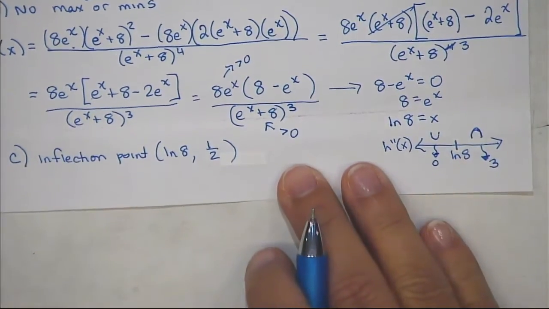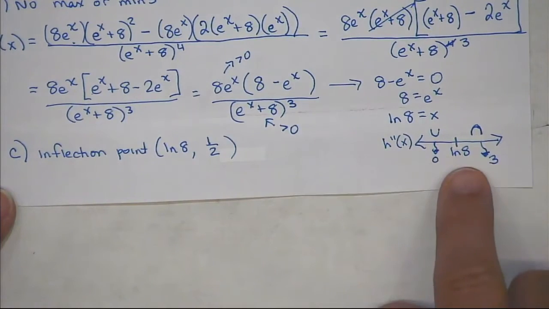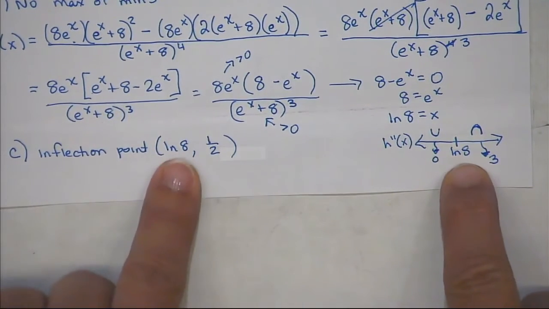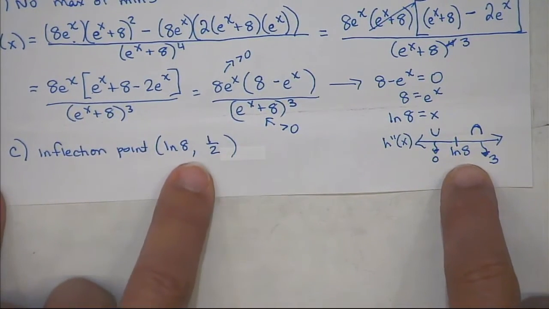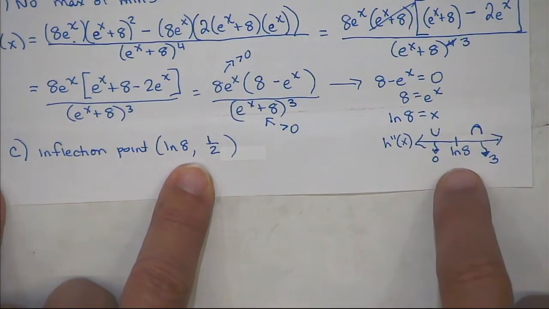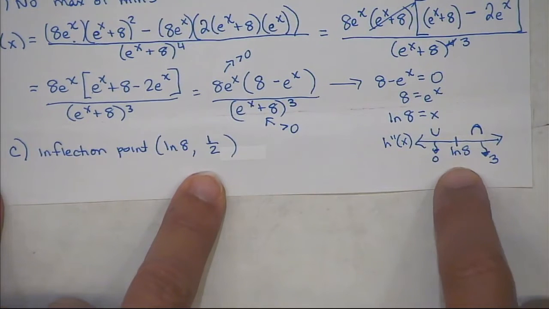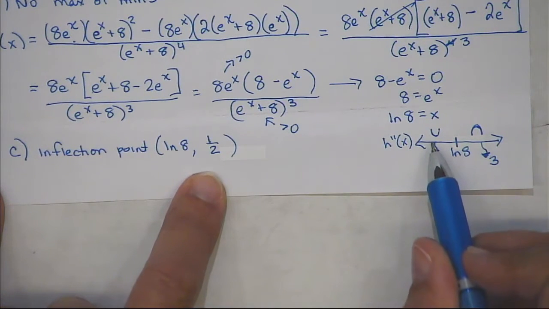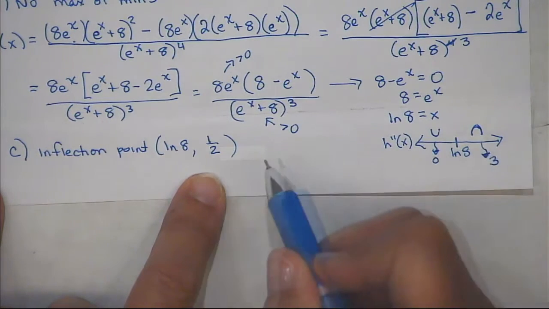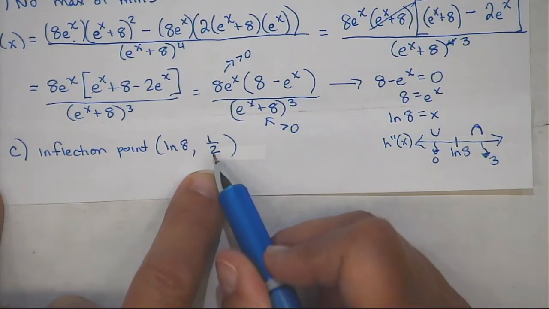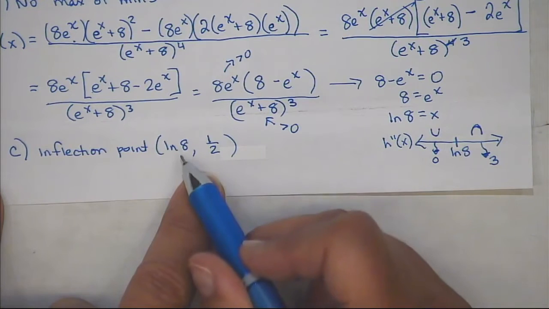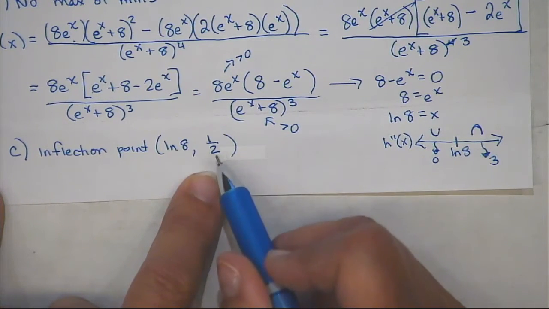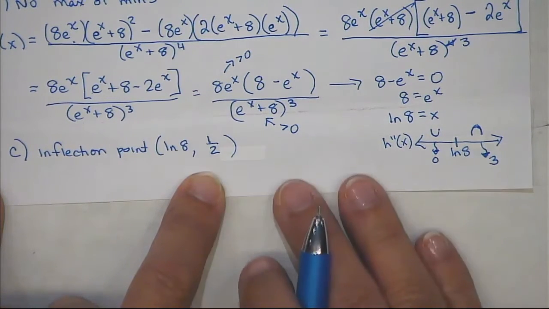Okay. Now actually, I should have done this first. I kind of knew it, so I jumped the gun on this one. Remember, you can't say that that's an inflection point until you know that there's a change. So you should have done this first. I just jumped the gun on that one. So I know now that the natural log of 8 is an inflection point because it changed from concave up to concave down. And then I found the y value of the inflection point by plugging this into the original function. You always get y from the original function.